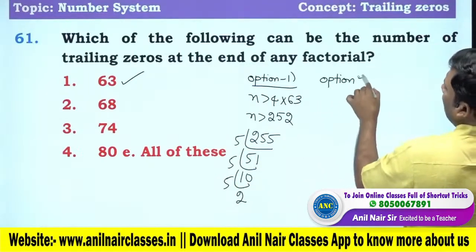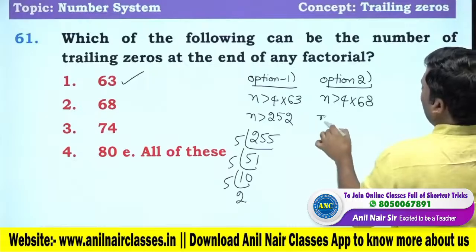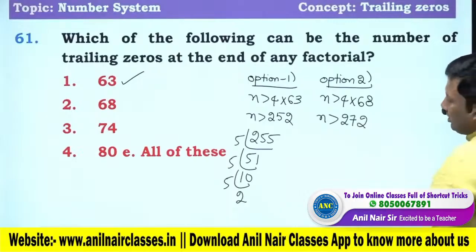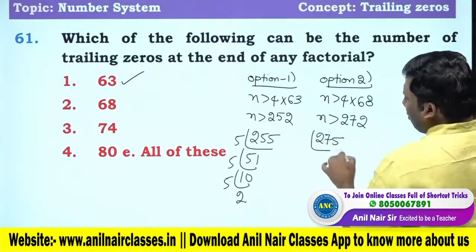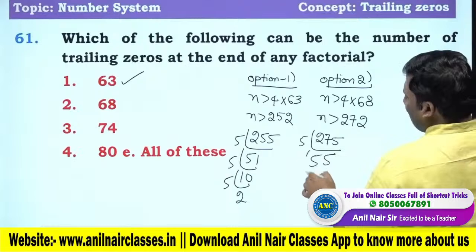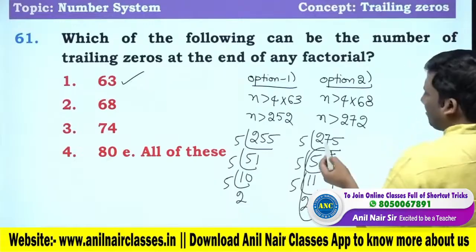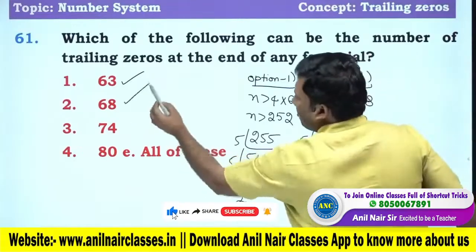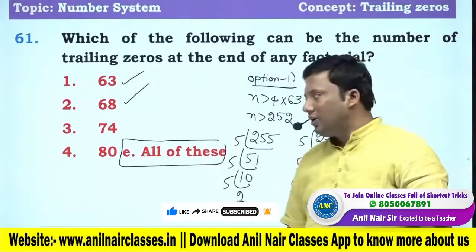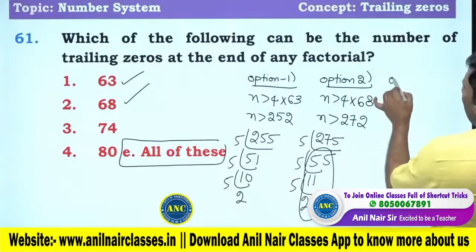Suppose I take option 2: 68. N is greater than 4x. 4 into 68, so N is greater than 272. What is the multiple of 5 just greater than 272? 275: 55, 11, and 2. 66 plus 2, 68. This is also possible. Two options are possible, so the answer will be all of these. There is no option 1 and 2 or option 2 and 3. If two are possible, the answer will be all of these. Let us check it out. Option number 3.